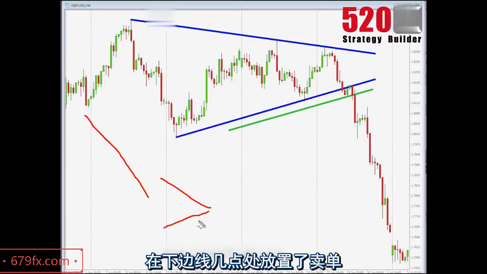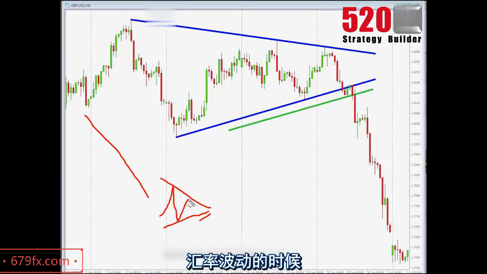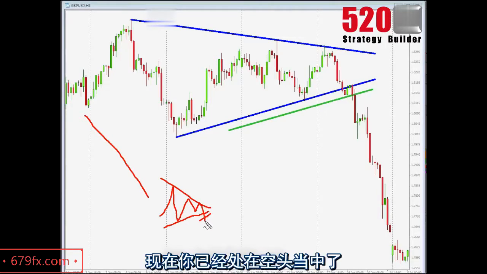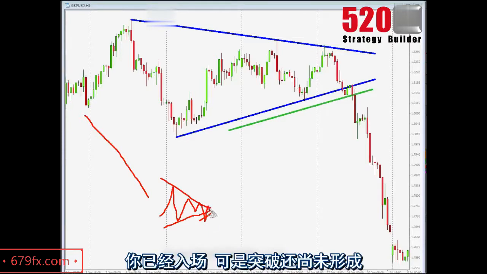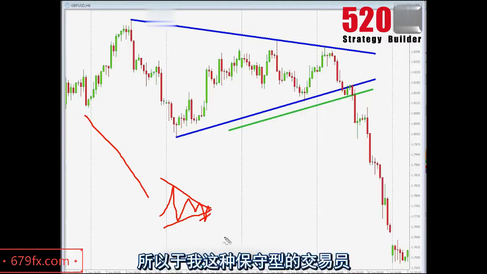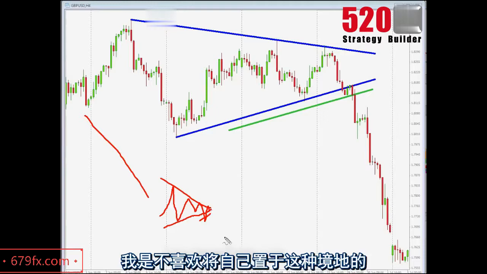You place a sell stop order a few pips below that, and price basically fools around with you. It dives down, hits your sell stop order, you are filled in the market short, and then it simply snaps back up within the area. You are already in the market and the breakout has not confirmed. That's, in my opinion as a conservative trader, a situation you don't want to see yourself involved with.